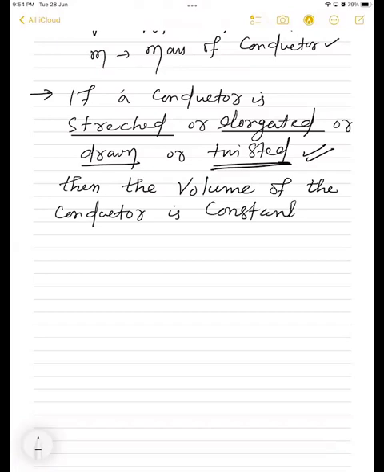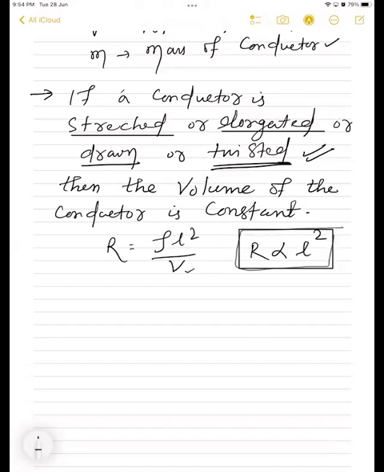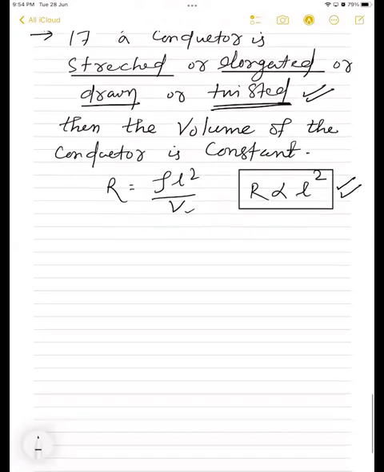The volume of the conductor is constant, right, students? So volume of the conductor constant means, students, just now we got a formula R is equal to rho L square by V, correct or not? Volume is constant. Specific resistance is a constant. So in that case, you can write R proportional to L square. Are you getting it or not, students?